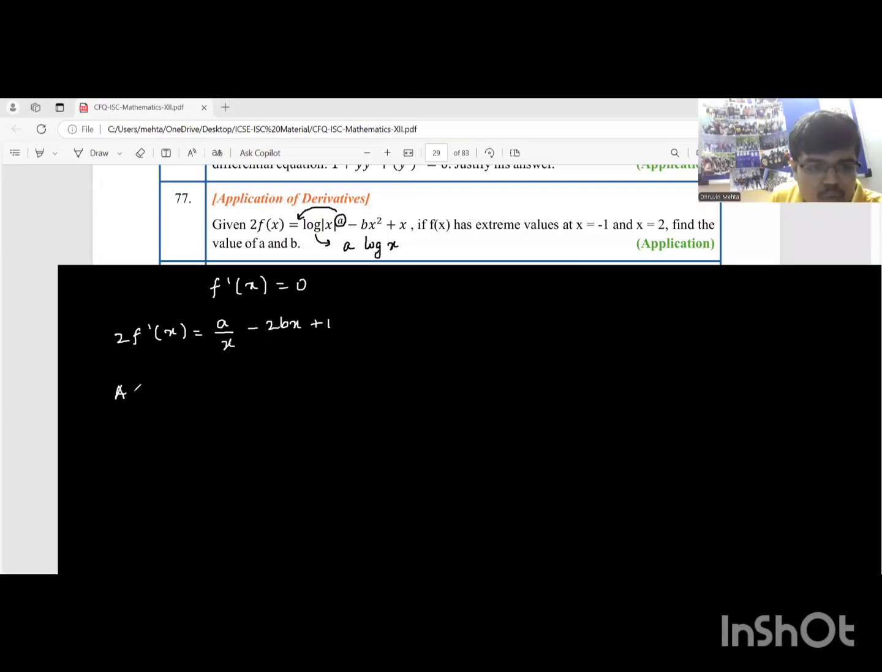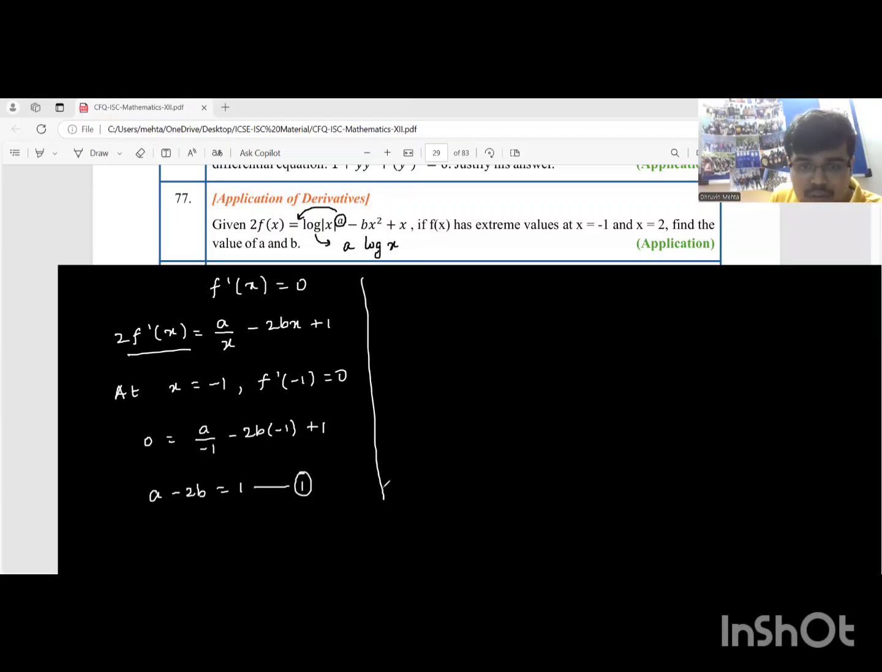Now at x equal to -1, do you understand, students, that the derivative is 0. So on the left, we can substitute 0. This is a upon -1 minus 2b into -1 plus 1. From here, students, we will get the first simultaneous equation, and that equation is a minus 2b equal to 1.